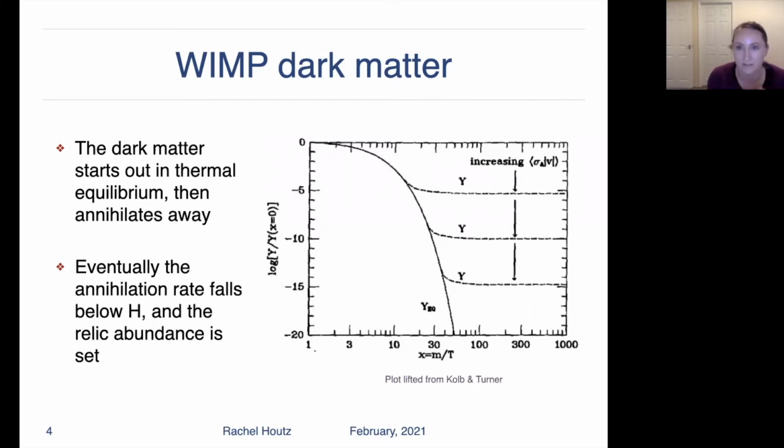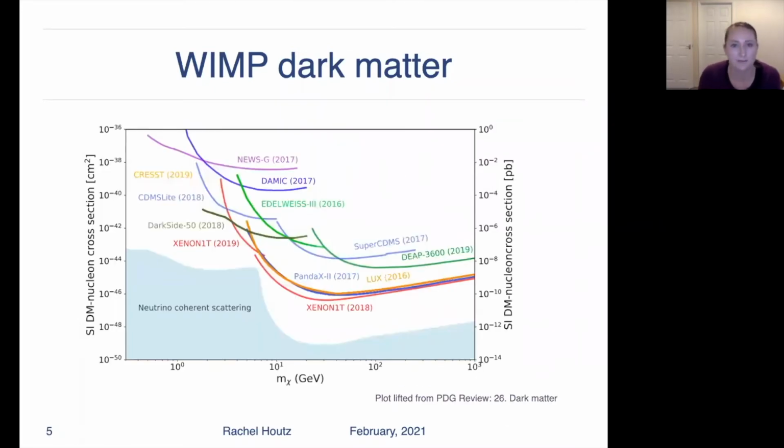It's a nice explanation for why there's so much of it, just based on what its interaction strength was and when it exited equilibrium. And there's been an extensive search program for WIMP dark matter. And people often say this story is becoming more constrained. So if that's the case, the question is, what is the new direction to search for dark matter?